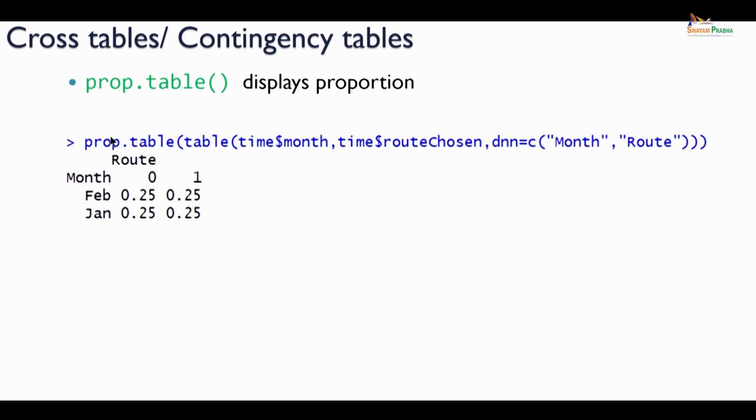So, you use prop.table, and whatever function you used earlier to calculate the counts, you give that as your input. So, earlier we used table and we gave month and route chosen. So, that becomes my input to prop.table. So, now you can see all your counts are converted to proportions. Because all of these counts were equal, you are getting equal proportions for all the 4 cells.